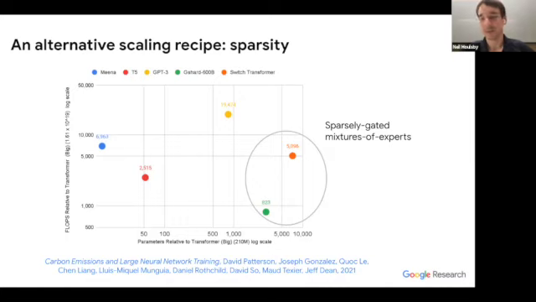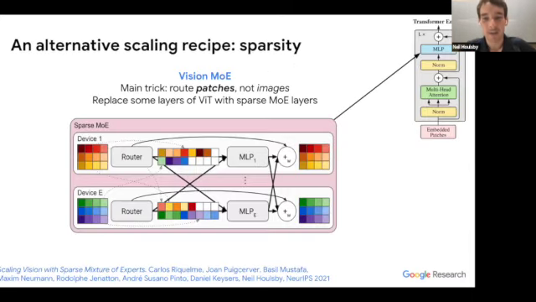And these models are sparsely gated mixture of experts. The key feature of these models is that not every data point touches every parameter at every forward pass. And that's why it ends up being cheaper to train them. MoEs have been around for some time in language, but in vision, they haven't been really scaled well. And so we worked on this and we got it to work.